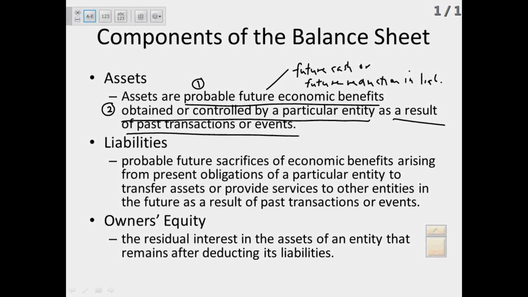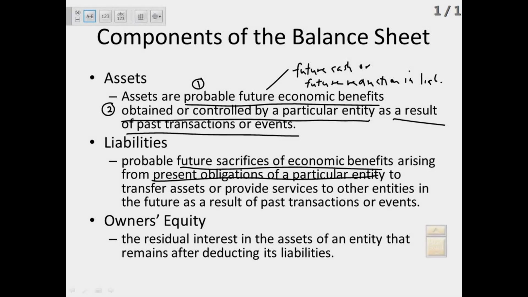All right, liability, same idea here. It's a probable future sacrifice, so this means we're going to have to give up money instead of get in money, or give up some other form of an asset, or incur some sort of additional obligation. And why do you have this obligation? Well, it's because you've already engaged in some activity, so it's presently.